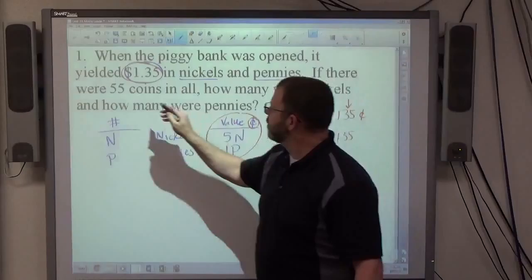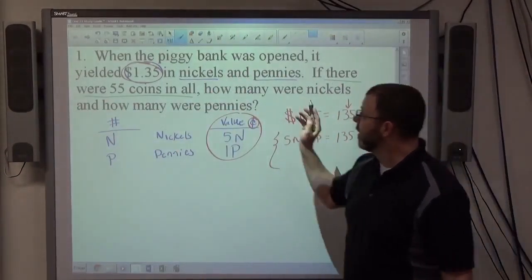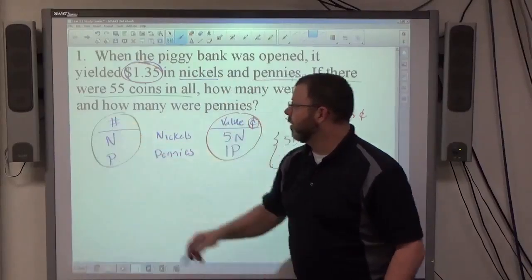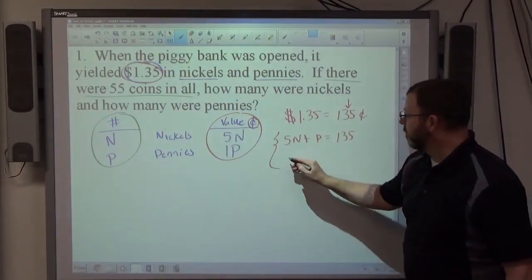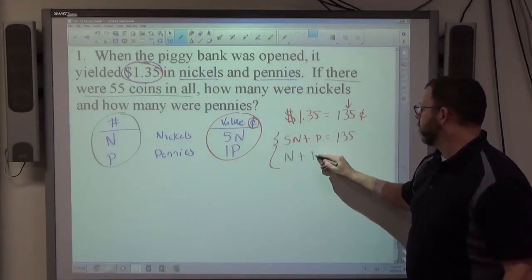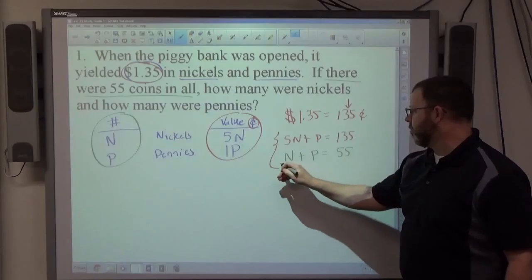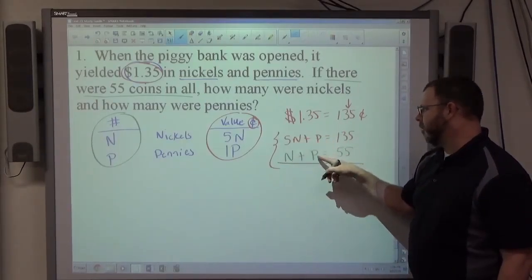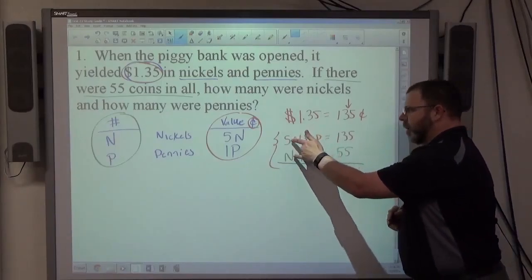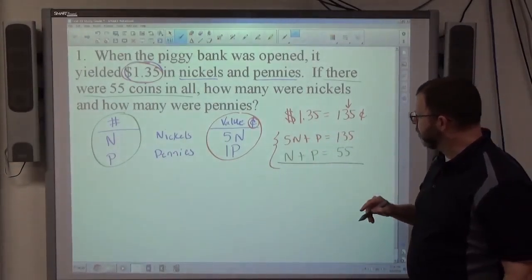The second fact, it says there were 55 coins in all. So altogether 55 coins. The number of coins is based on the number of nickels and pennies we have. So the number of nickels plus the number of pennies equals the number of coins. Just like that, we get ourselves a system of equations: 5n plus p equals 135, and n plus p equals 55. So letter plus letter equals number. The structure is good for elimination and substitution.